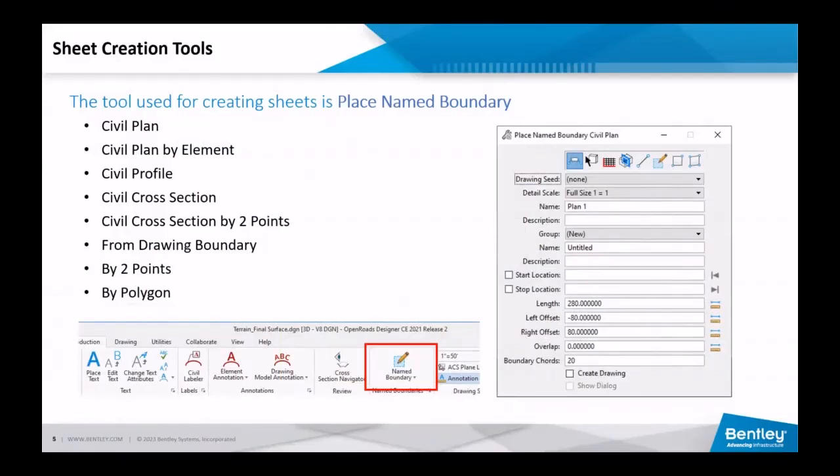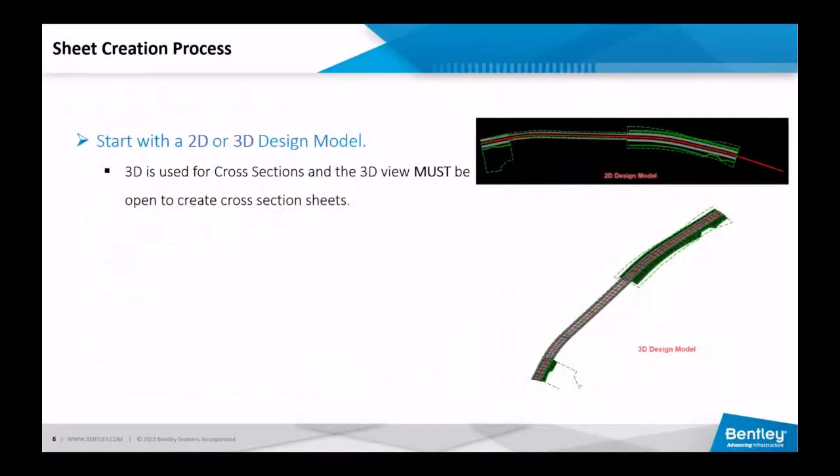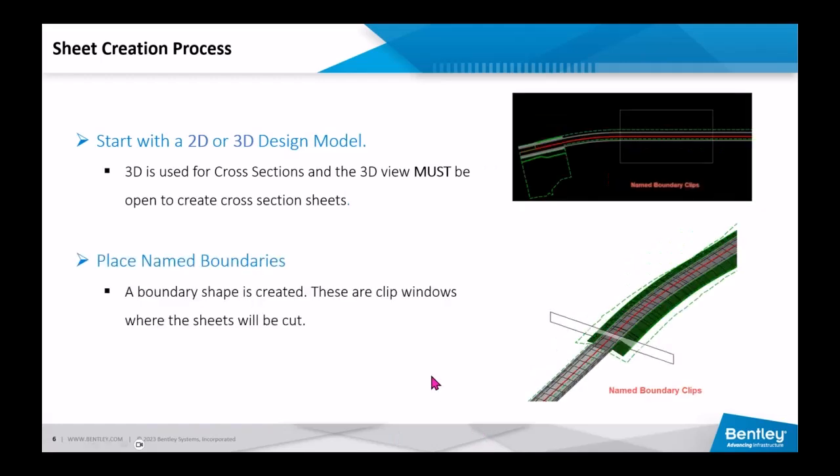So the sheet creation process, what happens when you start to create a sheet, first you've got to start with a 2D or 3D design model. The 3D is used for cross-section and must be open if you're going to create cross-section sheets. Then you will start by placing your name boundaries, and that will be a boundary shape that is created. And these are the clip windows where your sheets will be cut.